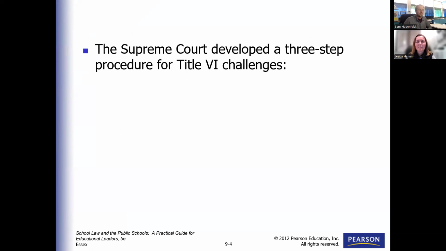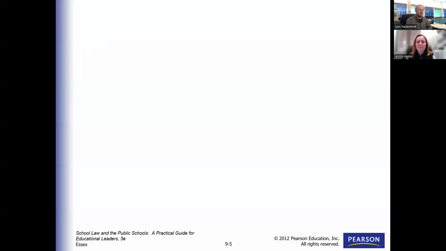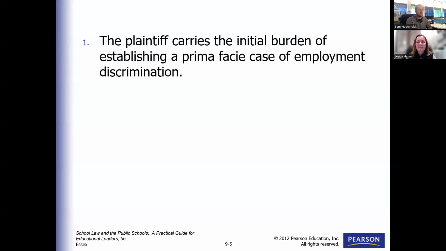The Supreme Court developed a three-step procedure for Title VII challenges. People claiming discrimination have about 180 days to file their complaint. And then there's a three-step process that follows. So step one is the plaintiff carries the initial burden of establishing a prima facie case of employment discrimination. That just means accepted as correct until proven otherwise.